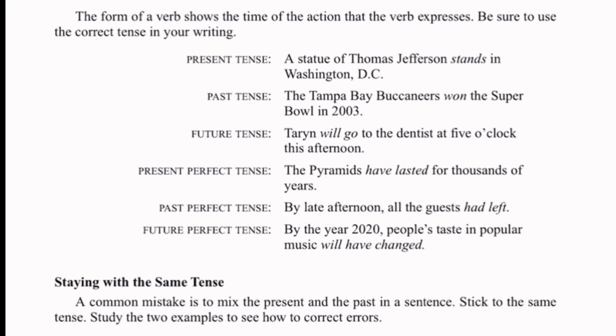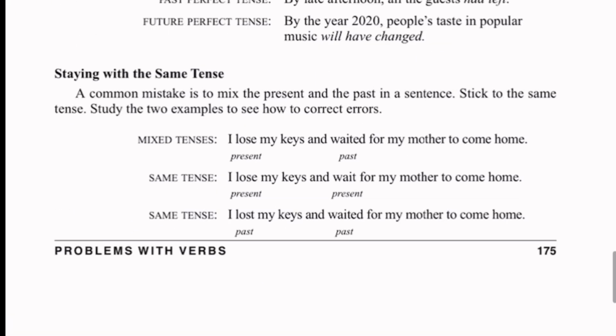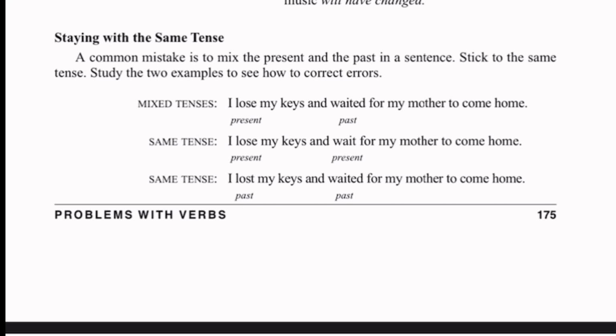Do you understand? Now, aside from knowing the tense you are supposed to use in a sentence, you have to be sure that there is a balance in your tense. Stay with the same tense. A common mistake that people make is mixing tenses together. There must be balance. You are mixing present with past. Stick to the same tense. It is very important. Let's look at these mixed tenses.